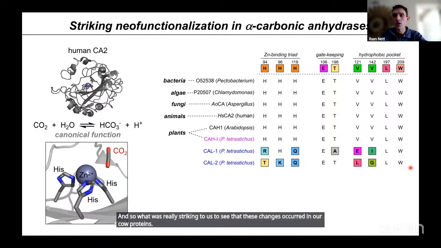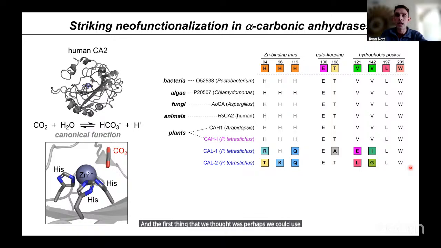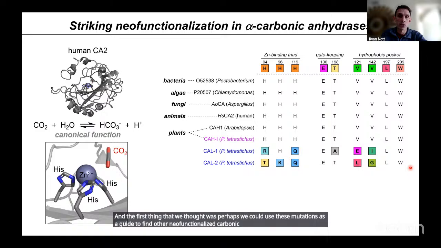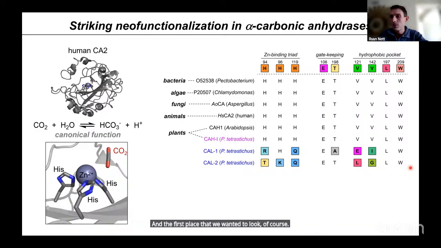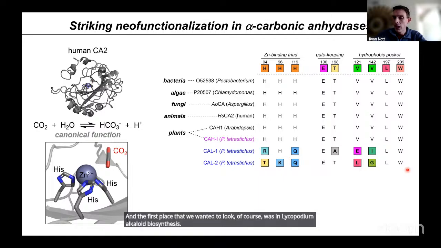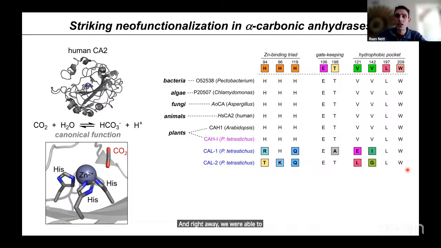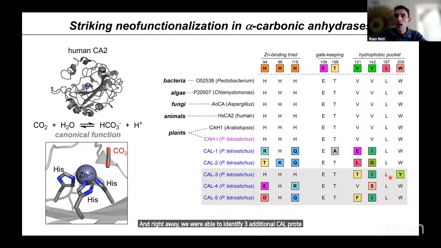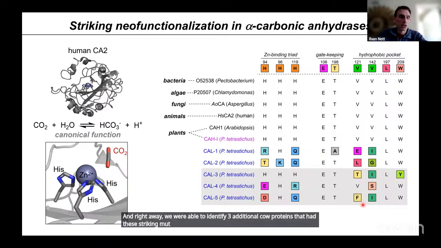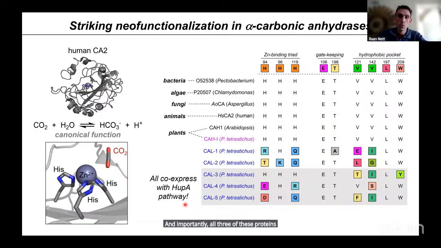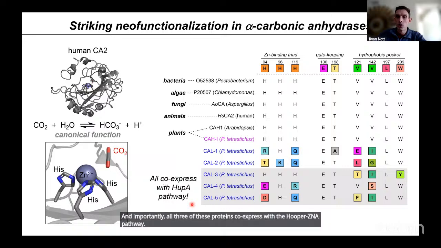And the first thing that we thought was perhaps we could use these mutations as a guide to find other neofunctionalized carbonic anhydrase-like proteins throughout the plant kingdom. And the first place that we wanted to look, of course, was in Lycopodium alkaloid biosynthesis. And right away, we were able to identify 3 additional CAL proteins that had these striking mutations to the active site, suggesting that they may have neofunctionalized enzyme activity. And importantly, all 3 of these proteins co-expressed with the huperzine A pathway, suggesting that they were involved in Lycopodium alkaloid biosynthesis.